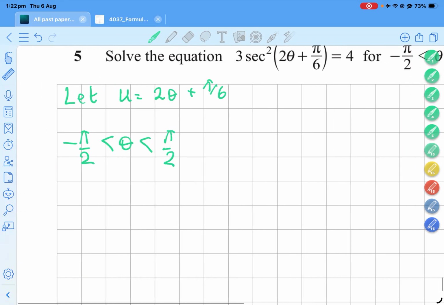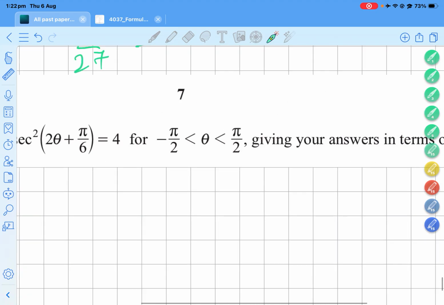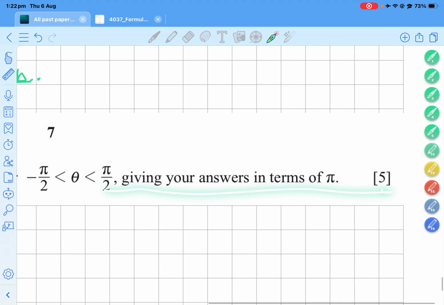What if I multiply pi by 2? So minus pi is less than 2 theta is less than pi. What if I added pi by 6 to it? So minus 5 pi by 6 is less than 2 theta plus pi by 6, which is u, less than 10 pi by 6. So u must be in between these two values, and these must be in pi.